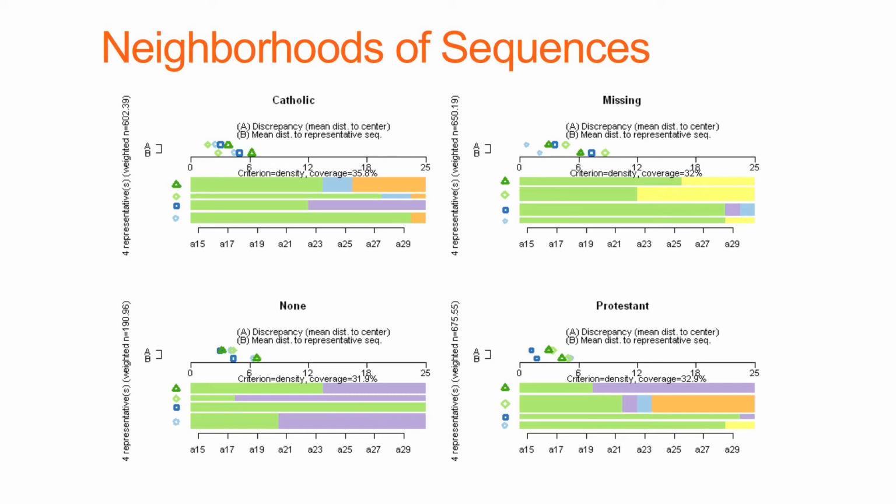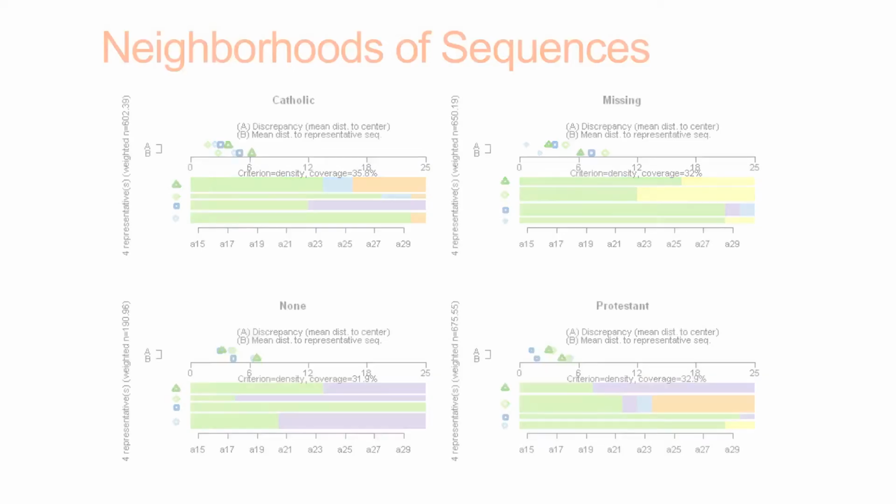Yeah. So with TraMineR, with the neighborhood analysis, you could vary the number of representative sequences that you look for in the neighborhood. So you can ask for 1, you can ask for 20, you can ask for 100. And they would have different coverage. Of course, if you ask for 1, it's going to have much lower coverage than if you ask for 20. So this is one of the things you can do with a dissimilarity matrix.